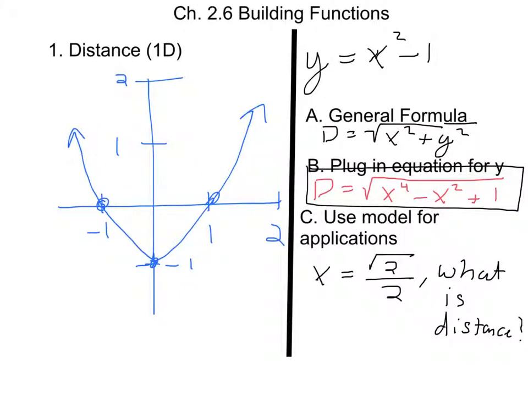The next step is going to be using this model for applications. Like part C in the problem might say, now that you have this model, what is the distance from the origin when x equals root 2 over 2? Now you can solve this problem because you have the model function. All you have to do is plug in root 2 over 2 for x in your model equation.